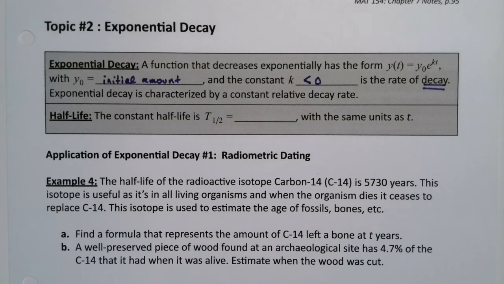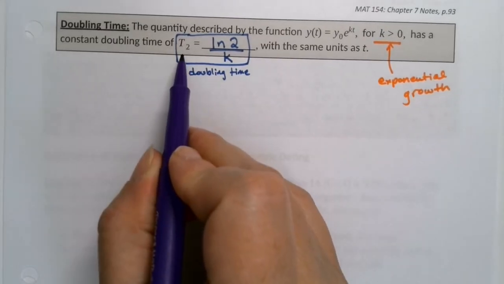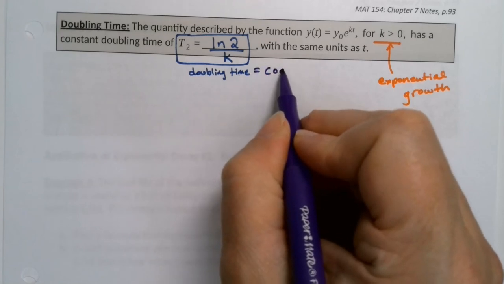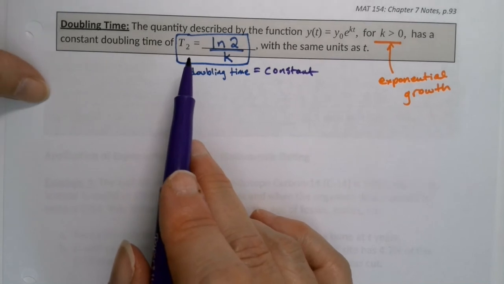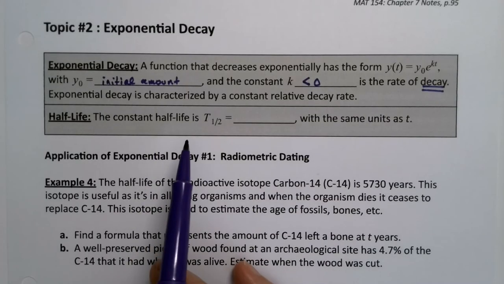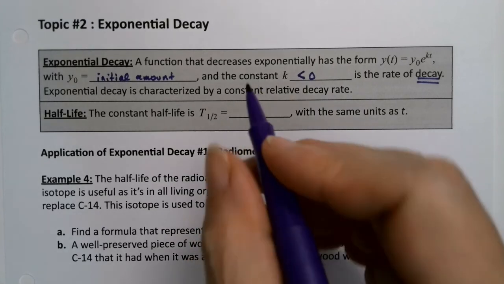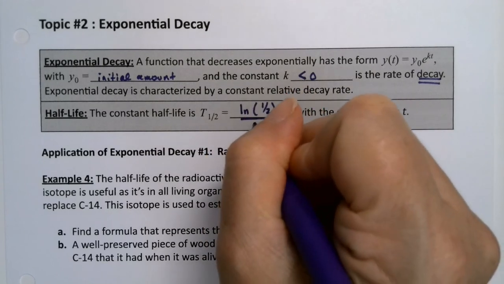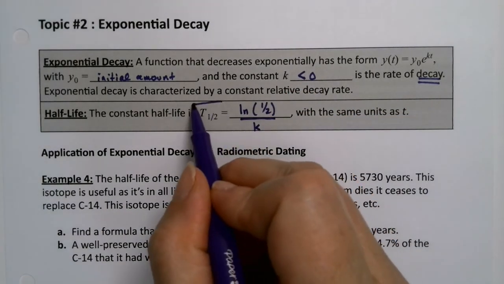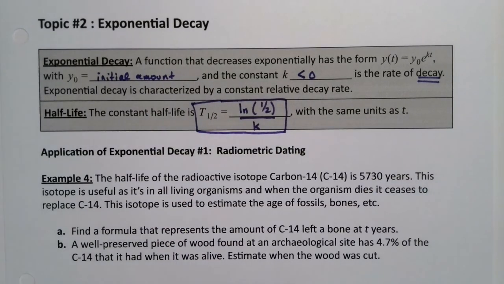Now, if you remember, we were interested before in doubling time. Doubling time is capital T2. It's a constant, so this is just a constant for some model. Every model has its own doubling time. So in growth, we're interested in doubling time. In decay, we're interested in halving time. So the amount of time it takes to reach a half of what we started with, which, very similar to the doubling time, would be the natural log of a half divided by k. This is the formula for the time it takes to reach half of what you started.